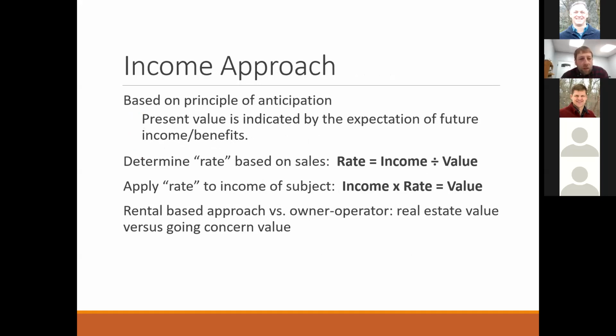Now, the income approach is based on the principle of anticipation. So today's value is indicated by the expectation of future income and benefits. It's really pretty simple. You're looking at the sales, you're estimating an income, you know what the sale price was, which gives you the rate. You're going to apply that rate to an estimated income for the subject to get to the value of the subject, solving for value.